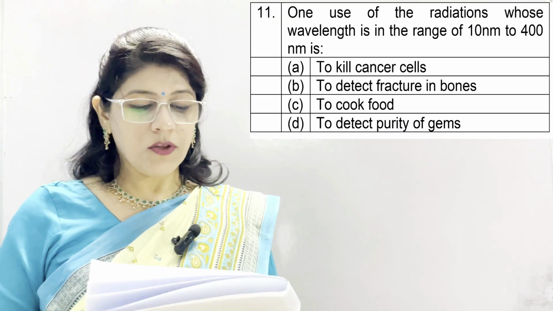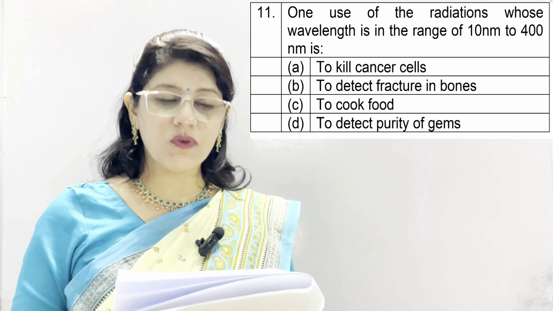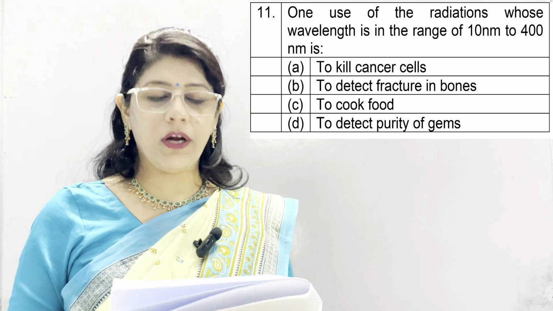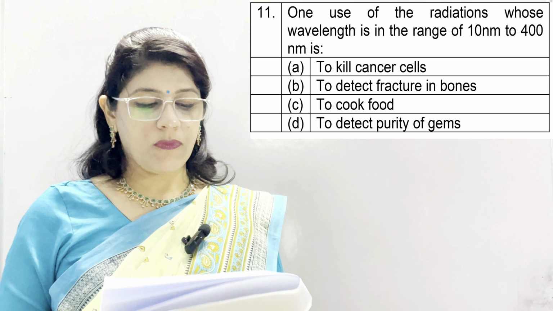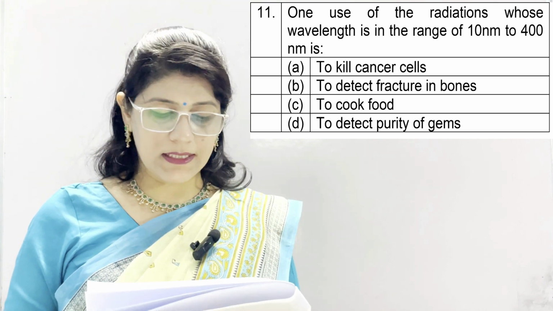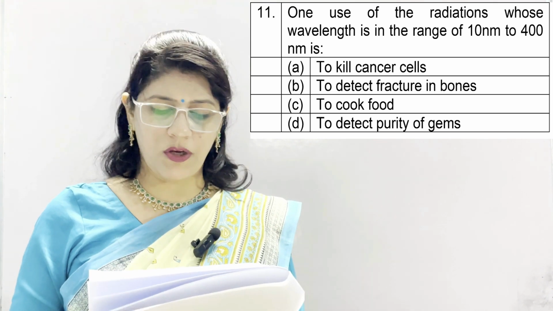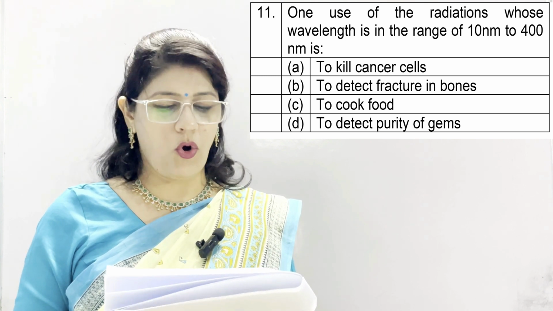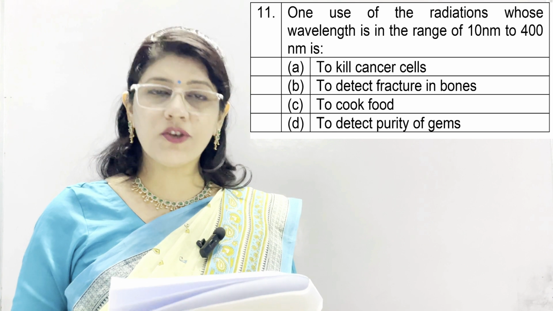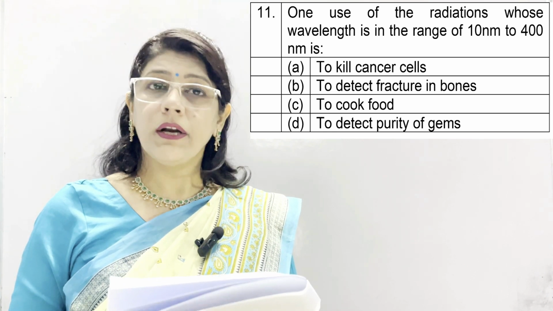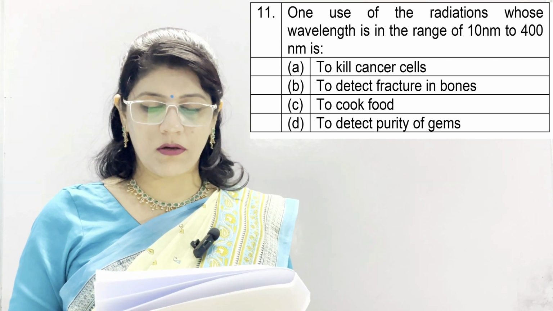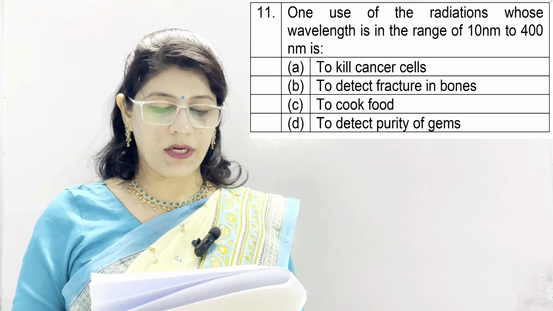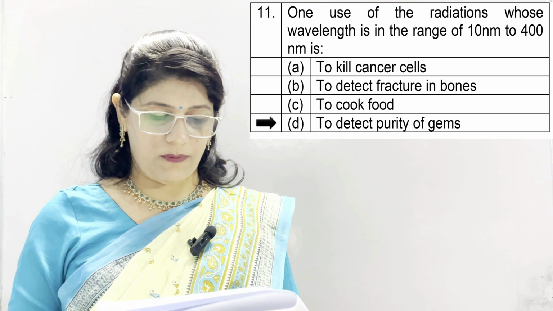Question number 11. The one use of radiation whose wavelength is in the range of 10 nanometer to 400 nanometer is: option A is to kill cancer cells, B is to detect fracture in bones, C is to cook food, and D is to detect purity of gems. And we know the radiations whose wavelength is in the range of 10 nanometer to 400 nanometer are ultraviolet radiation, and their use is option number D, to detect purity of gems.